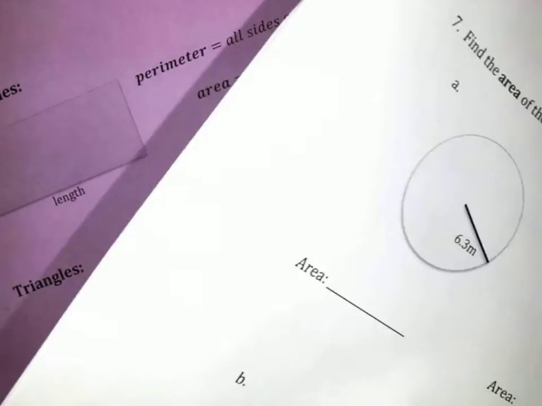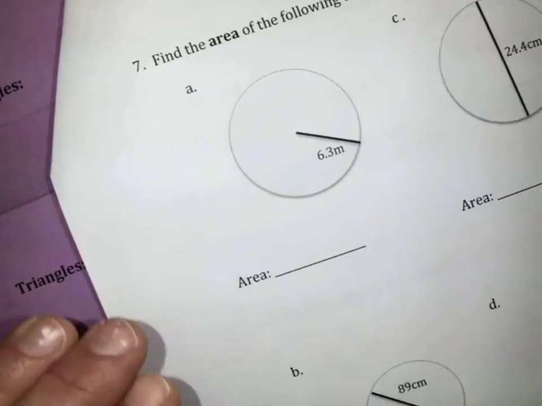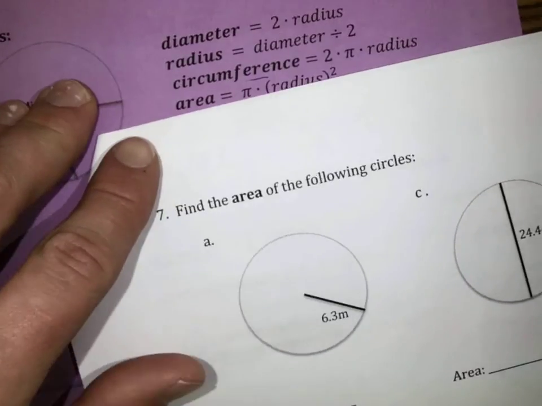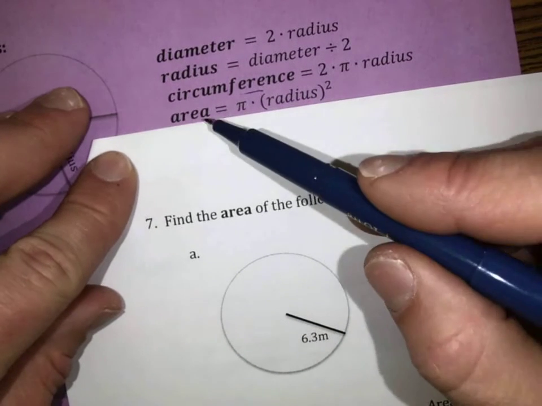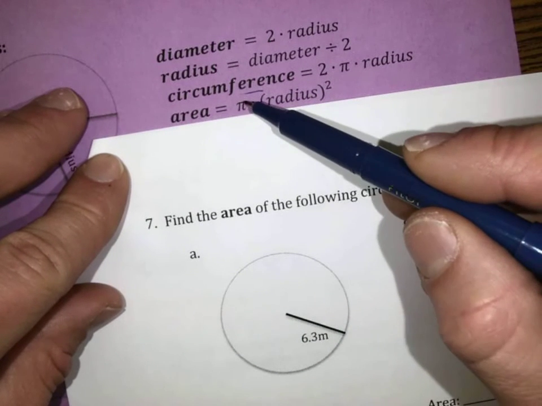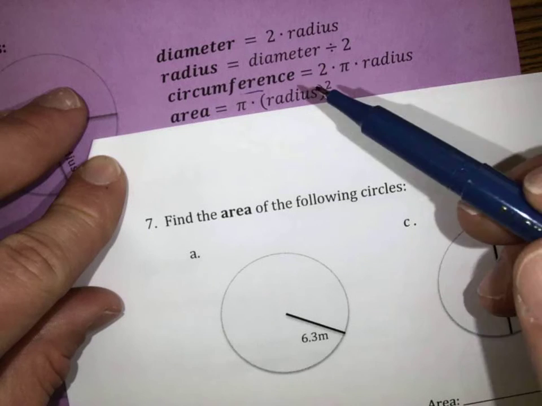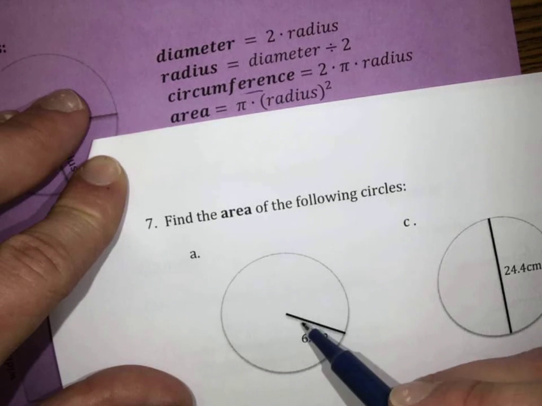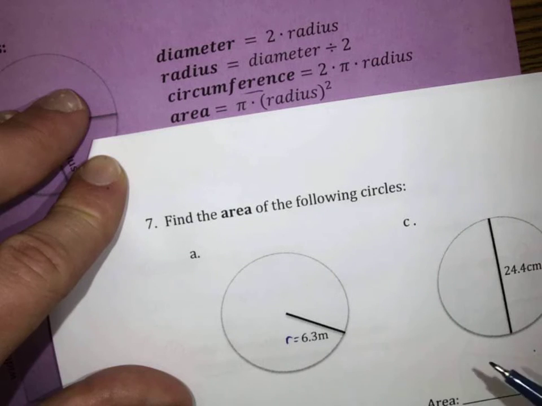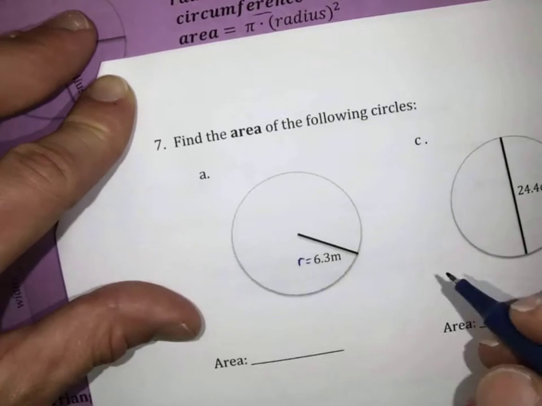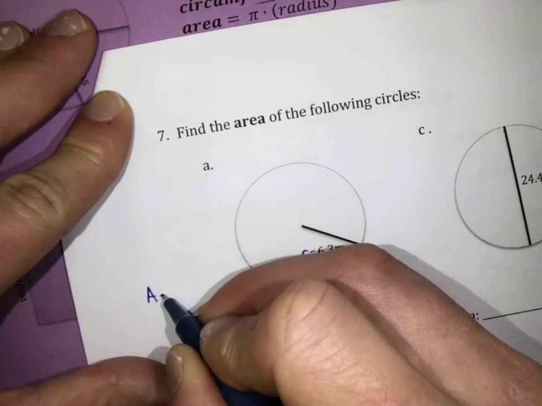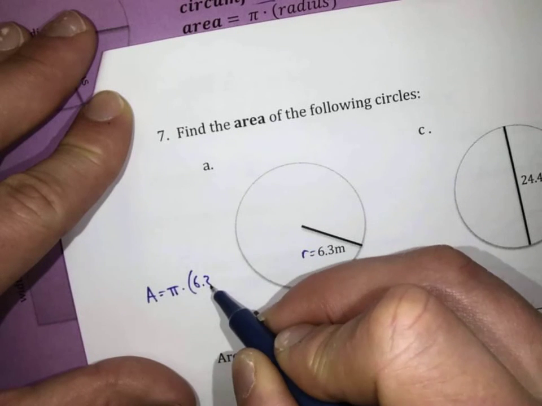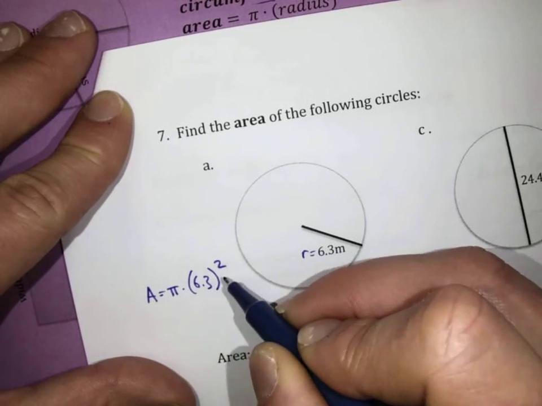So back to some normal, straightforward calculations. Find the area of a circle. Okay, we need our area formula. So our area for a circle is pi, our circle constant, times the radius squared. It looks like they give us the radius here. I'm going to label that the radius to help me keep things straight. All right, and so the area is equal to pi times 6.3 meters, and that all squared.